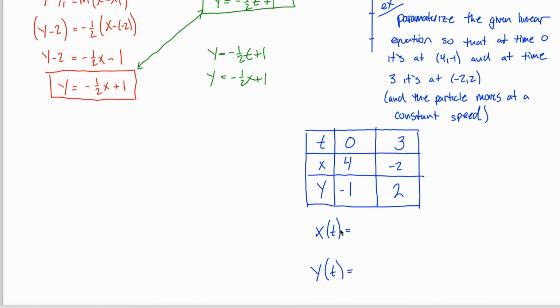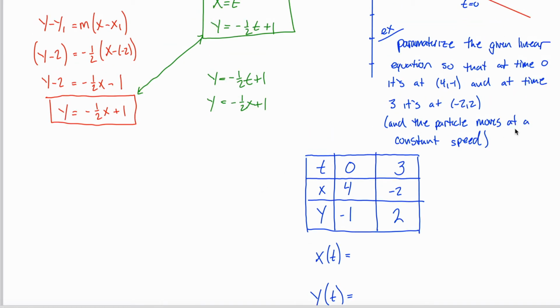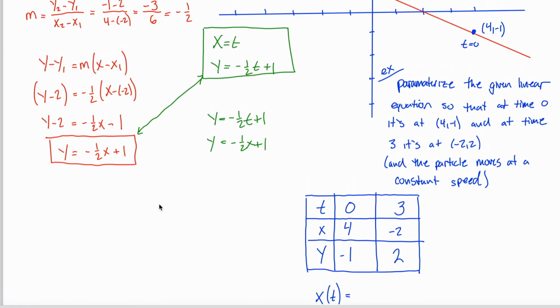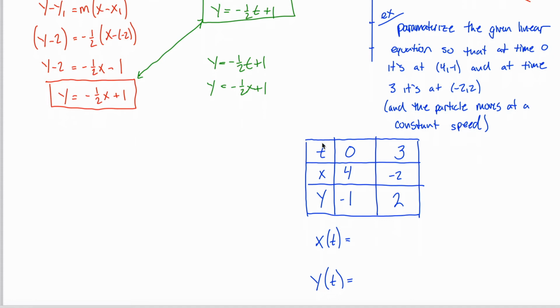Well, let's first worry about the x's. Because the particle's moving at a constant speed, we want a linear relationship between time and our variables x and y. What I'm saying is we want to use the top 2 rows of this table to come up with the equation of a line, but not a line that writes y in terms of x, a line that writes x in terms of t's.